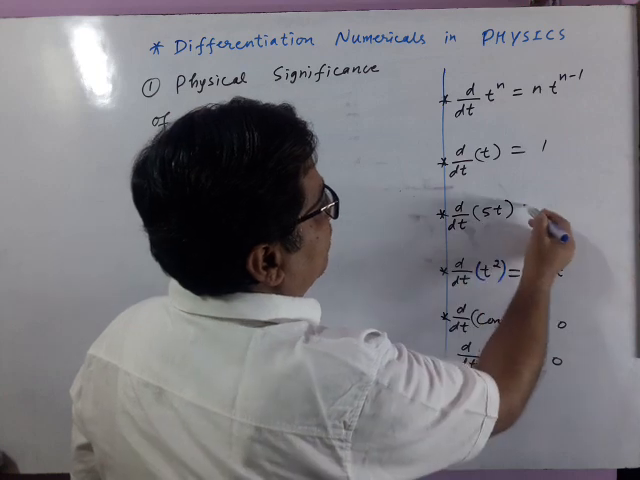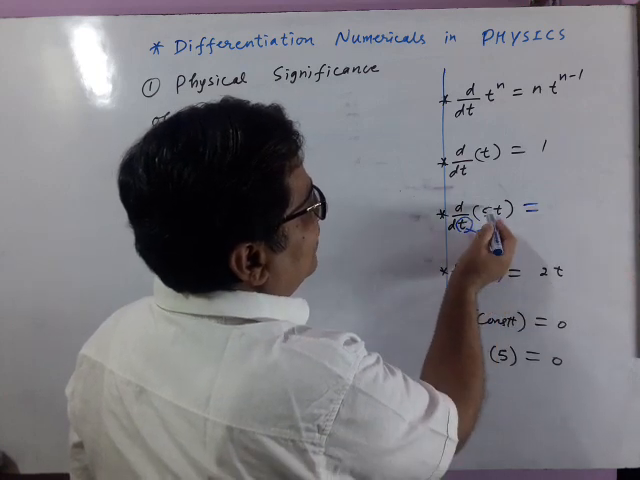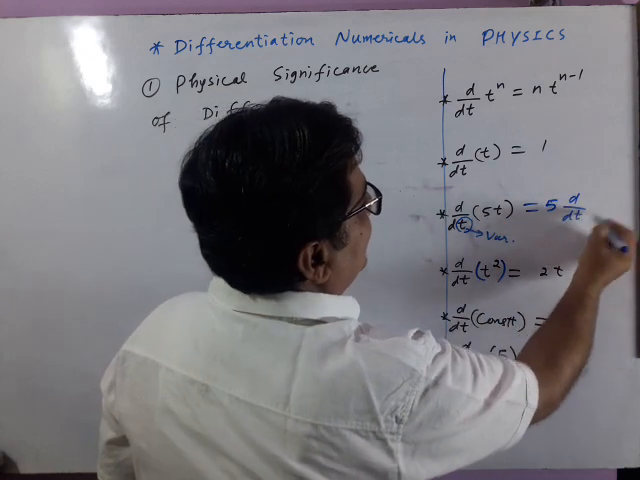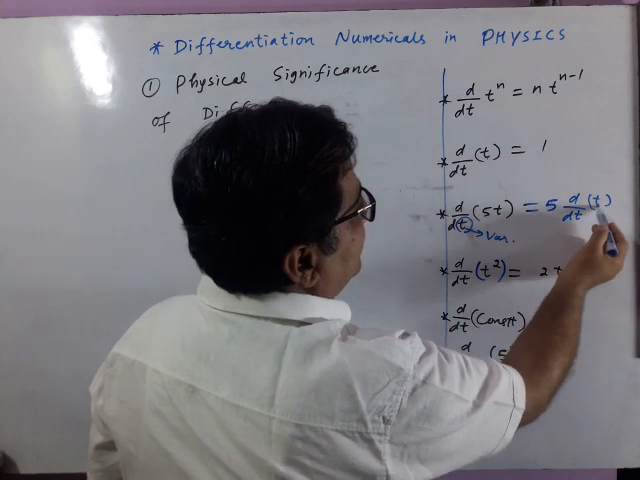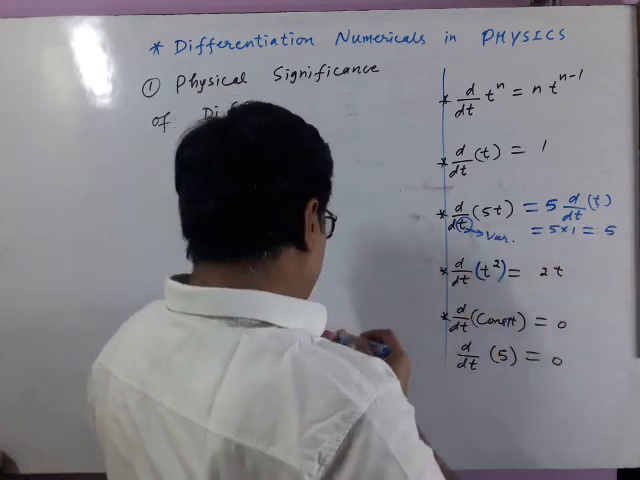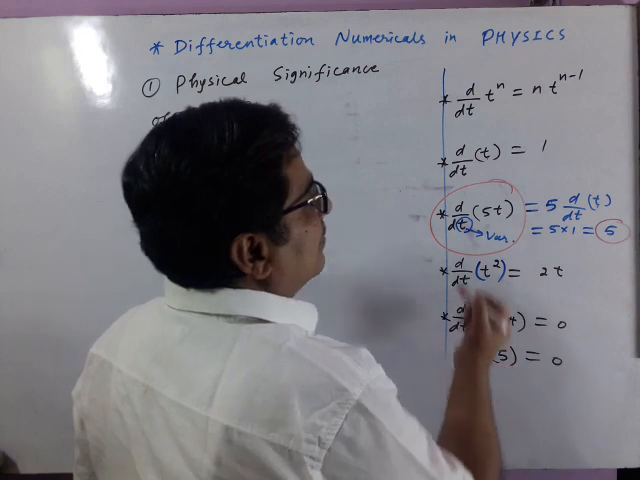Differentiation of 5t. See, t is the variable and 5 is a constant. The constant is taken out of the differentiation sign. And differentiation of t with respect to t is 1. So 5 into 1 is 5. So differentiation of 5t is 5.